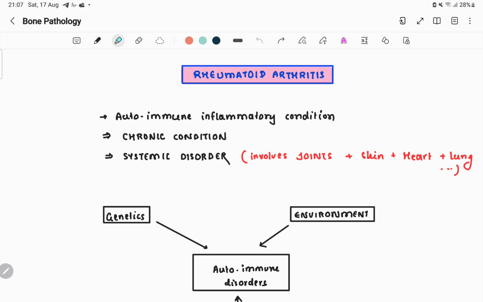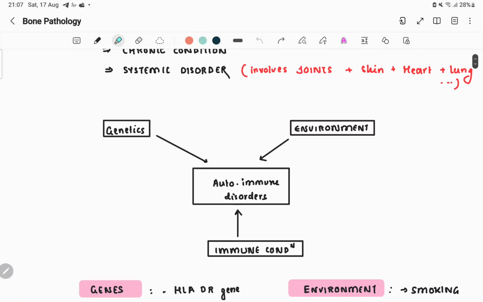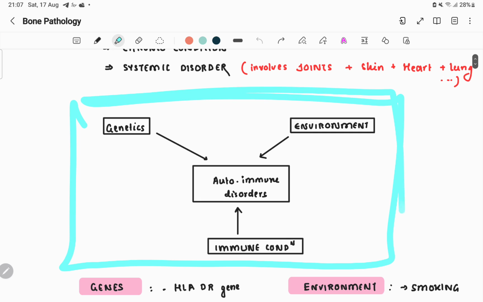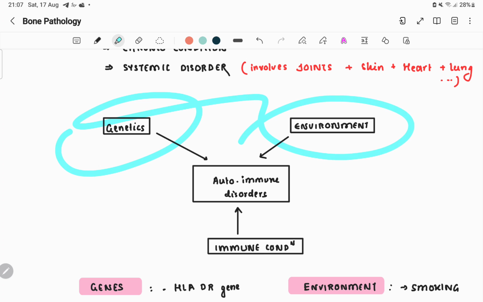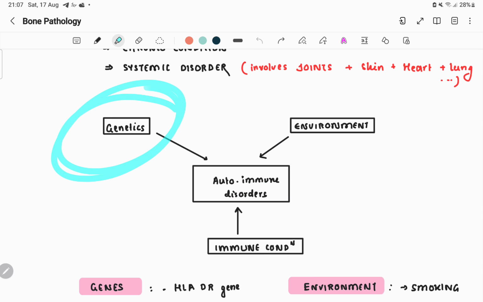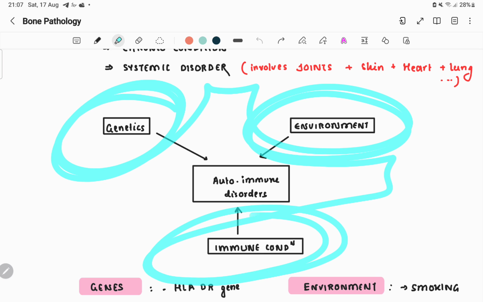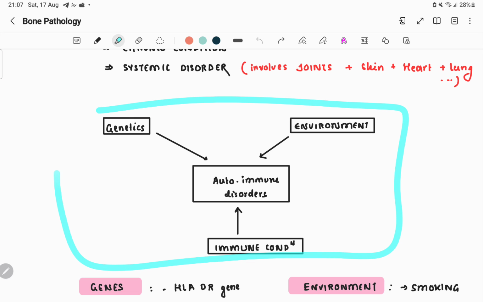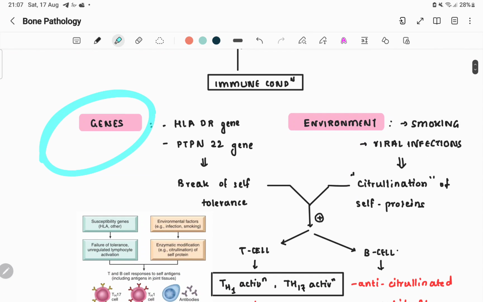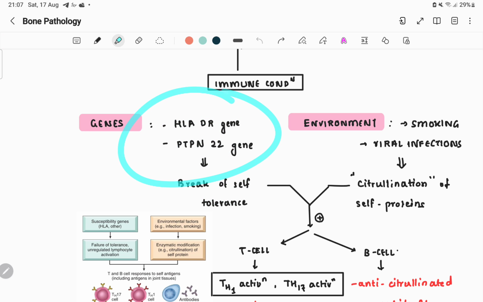Okay, it has a multifactorial pathogenesis. Whenever this type of pathogenesis appears, it is called multifactorial, since many factors are affecting the pathogenesis. Genetics are involved, environment is involved, immune conditions are involved, and it is an autoimmune disorder. What are the genes which predispose the individual to rheumatoid arthritis? HLA-DR, PTPN22 gene. Okay, PTPN22 and HLA-DR. This will cause the break of self-tolerance.